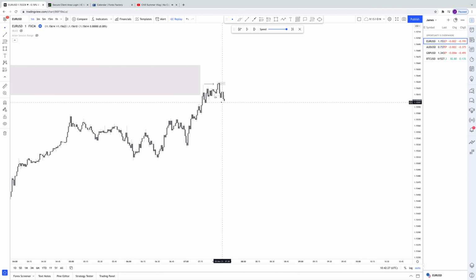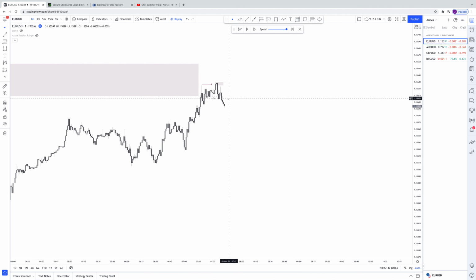Right now we've broken structure. Although it's a bit subtle, it's not really showing momentum. Now we can see we've actually broken a low. We've now had a change of character, pull back, and we've broken structure.